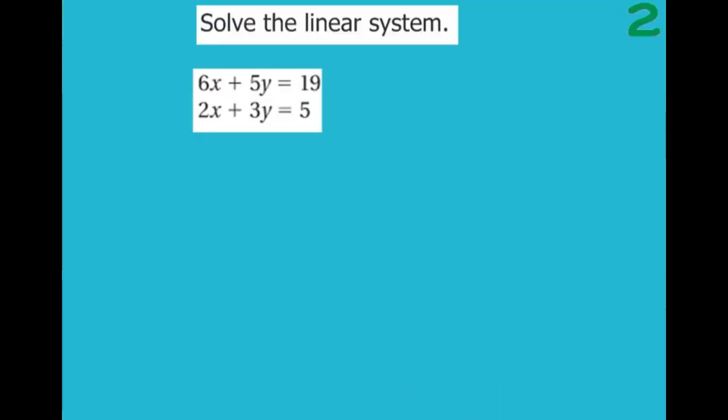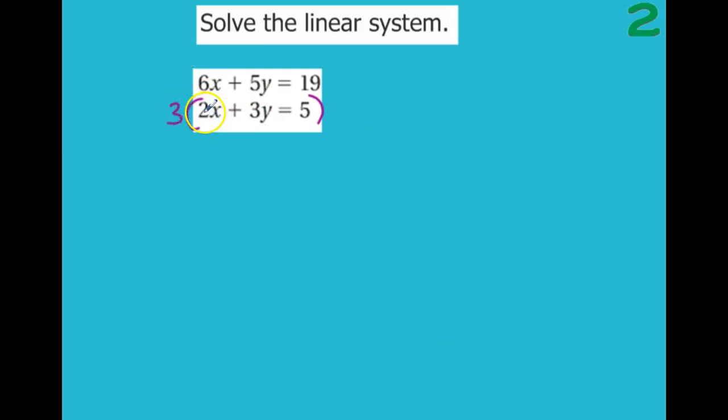Alright, let's take a look at this next one. Only one problem on this slide. We need to get rid of our x's or our y's. Well, if we look at our x's, 6 is not a multiple of 2, but 6 is a multiple of 2, so we can multiply 2 by 3 in order for these both to be the same number. We couldn't multiply the y's unless we multiplied both of them. So it's easier to just multiply one equation, which we've been doing.